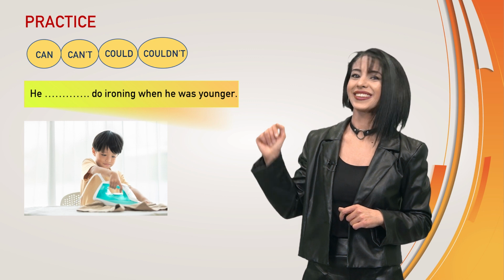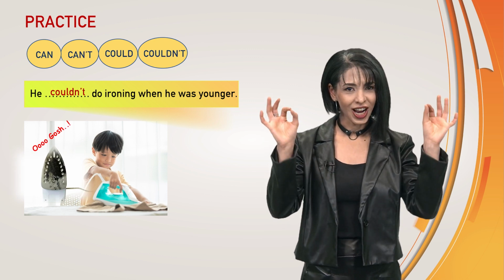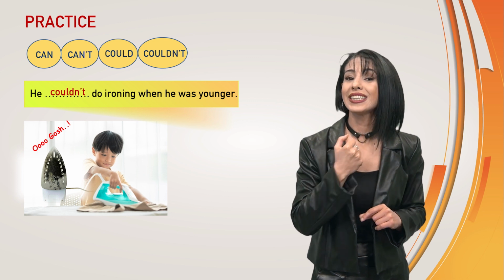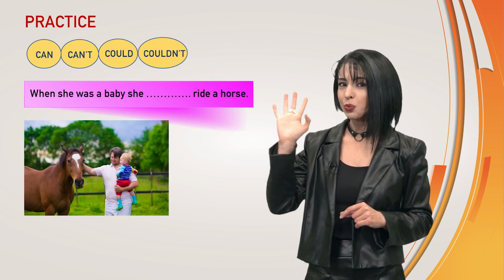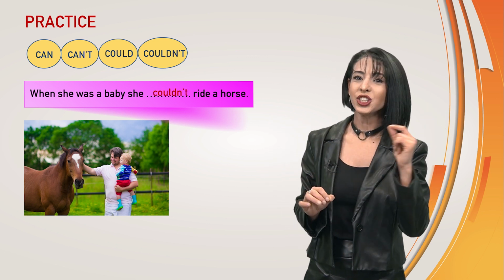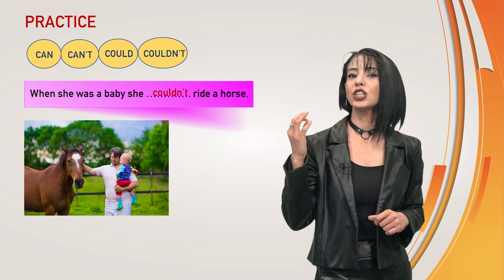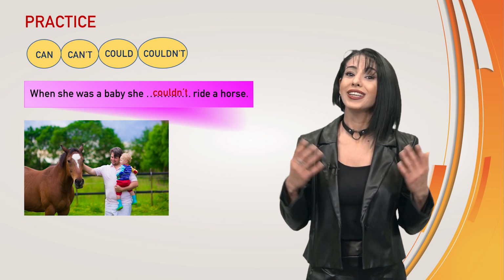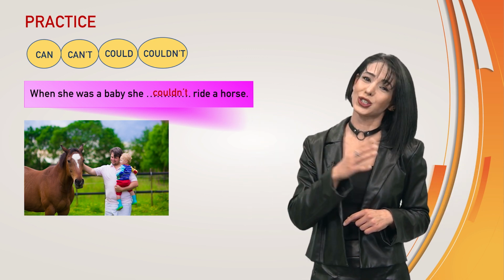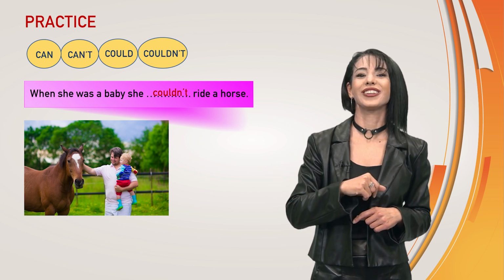Next. Right, he couldn't do ironing when he was younger. One more. Good. When she was a baby, she couldn't ride a horse. Yes, of course. Well, because she was so short.